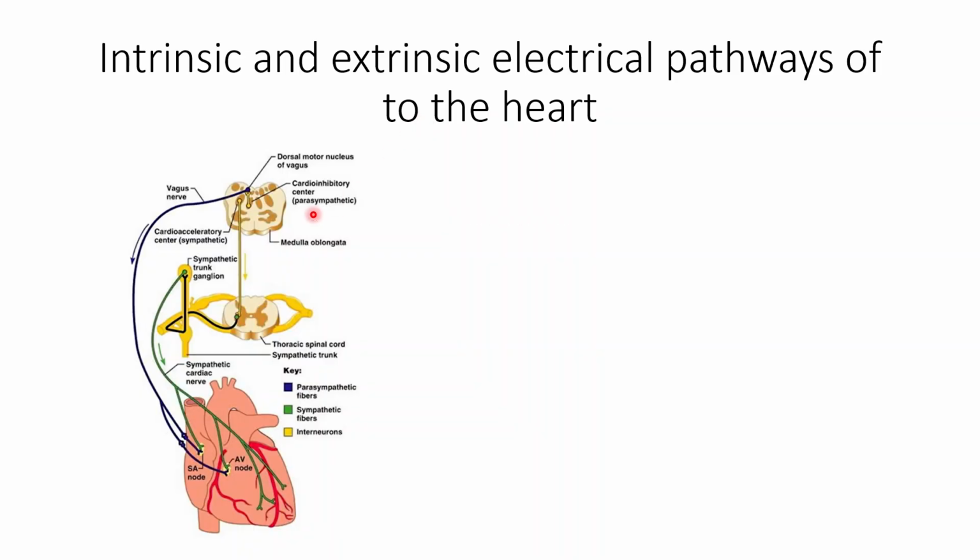The intrinsic is essentially your SA node and AV node. Like was mentioned in your course materials, if you have a heart in a dish, it can still beat for all intents and purposes. It can still have electrical activity, even if you don't have nerves. Why is that? Because it has an intrinsic regulating mechanism, which is its SA node and AV node, and that is where it generates this electrical impulse.